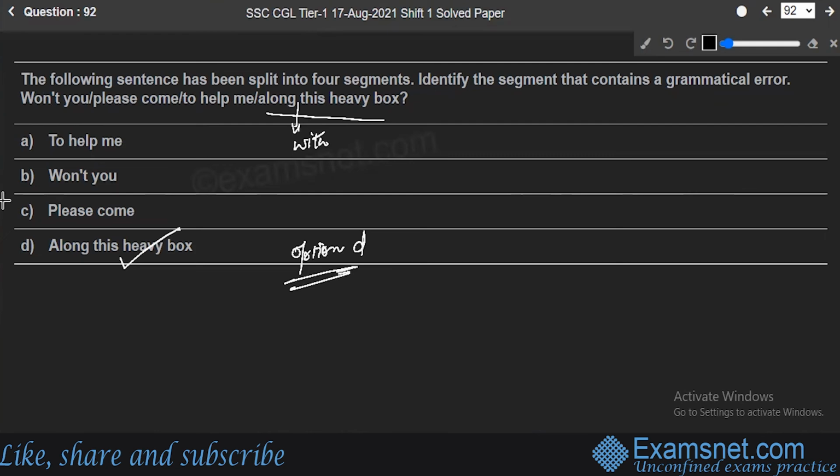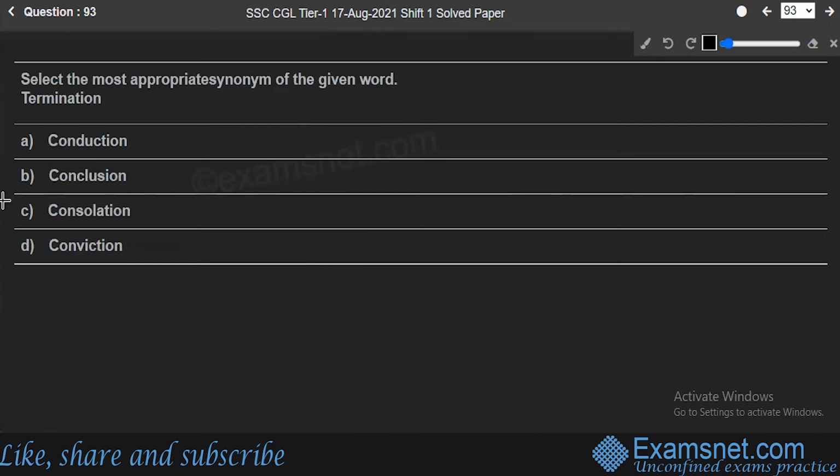Then let's move to the next question, number 93. You have to select the most appropriate synonym of the given word, and the given word is termination. And the options are conduction, conclusion, consolation, or conviction. Right? Let's see the meaning of all of these words. Termination means the action of terminating something, right?